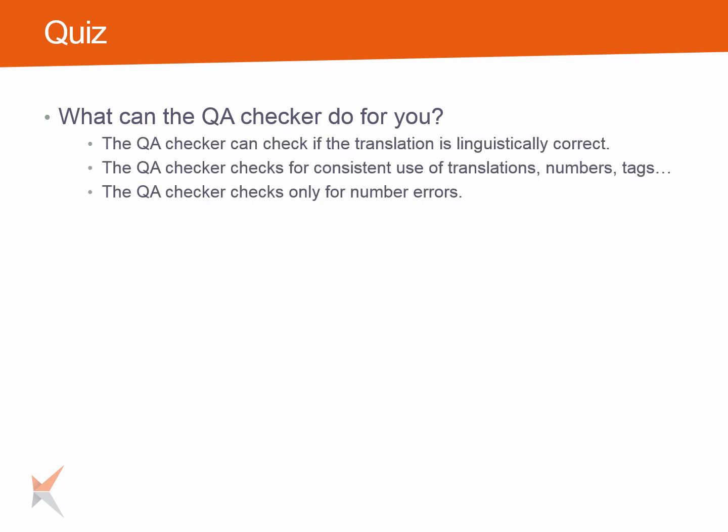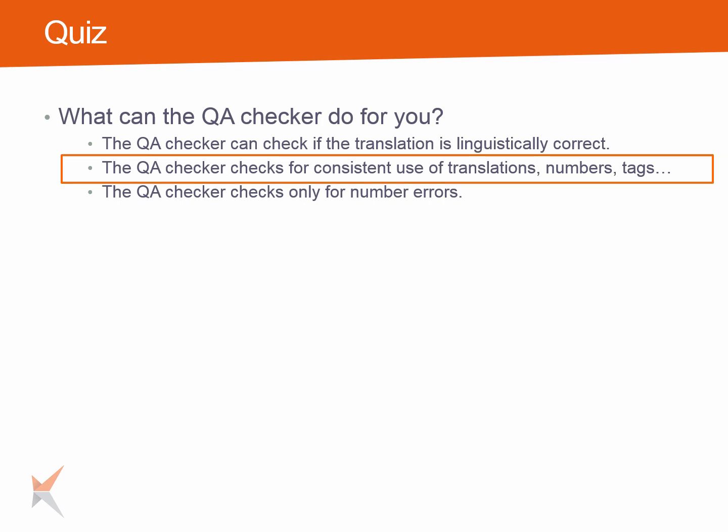Here comes the quiz. First question. What can the QA checker do for you? The possible answers are: the QA checker can check if the translation is linguistically correct; the QA checker checks for consistent use of translations, numbers, tags, and so on; or the QA checker checks only numbers. The correct answer is: the QA checker checks for consistent use of translations, numbers, tags, and so on. In fact, the QA checker can check all those small things that we might overlook during proofreading.